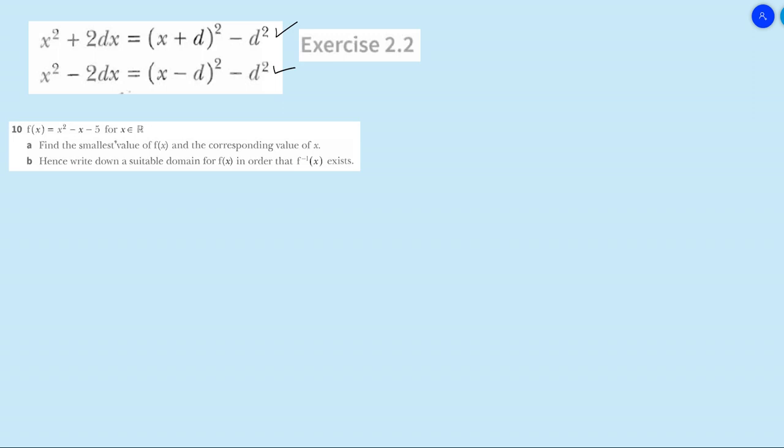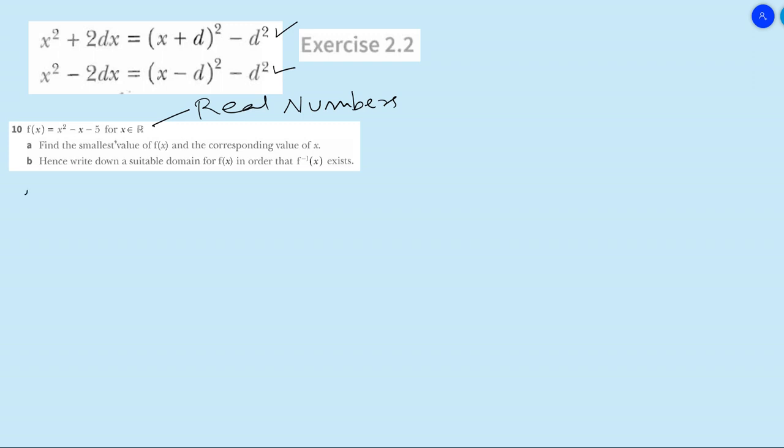This is question number 10. f(x) equals x square minus x minus 5, for x belongs to R, where R stands for real numbers. Real numbers means any number is a real number except the square root of a negative number. All numbers are real numbers. What is the question? Find the smallest value of f(x) and the corresponding value of x.